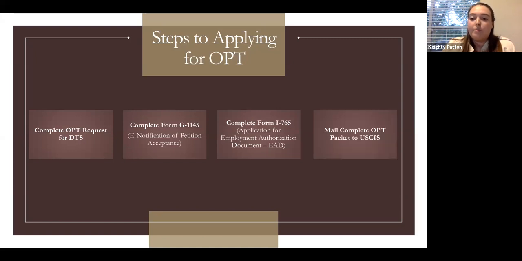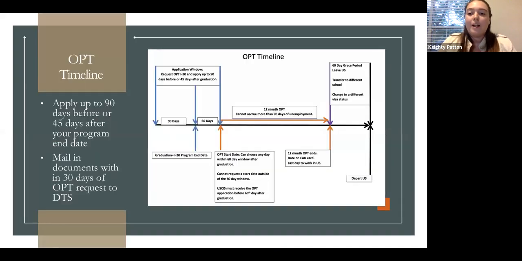And then you're going to have to mail the complete OPT packet. So that is your 2 forms, your check that goes with it, a copy of the front of your I-20, of your passport and of your visa. And so there's a whole checklist for that on the website also. So the next thing we're going to talk about is the OPT timeline.